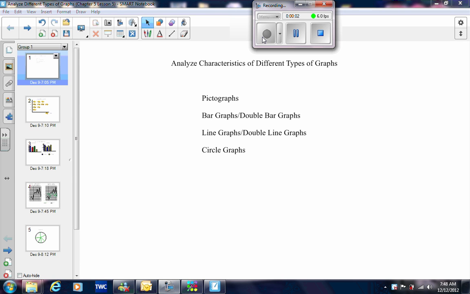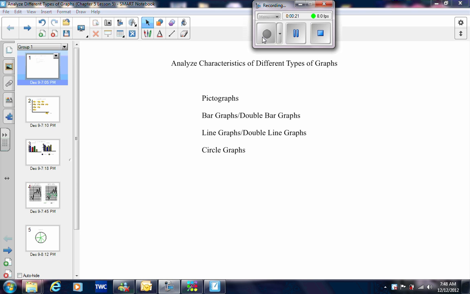This lesson is about analyzing the characteristics of different types of graphs. The things I'm going to go through are pictographs, bar graphs, and along with bar graphs to do double bar graphs, line graphs, and along with line graphs to do double line graphs. And then we'll finish up with circle graphs.